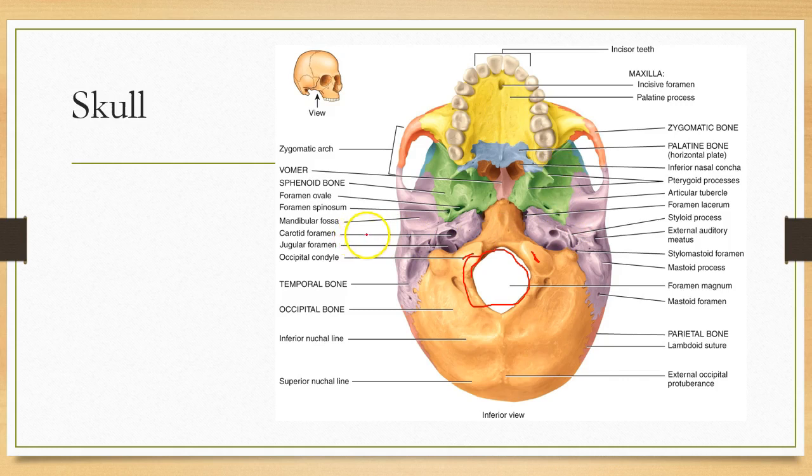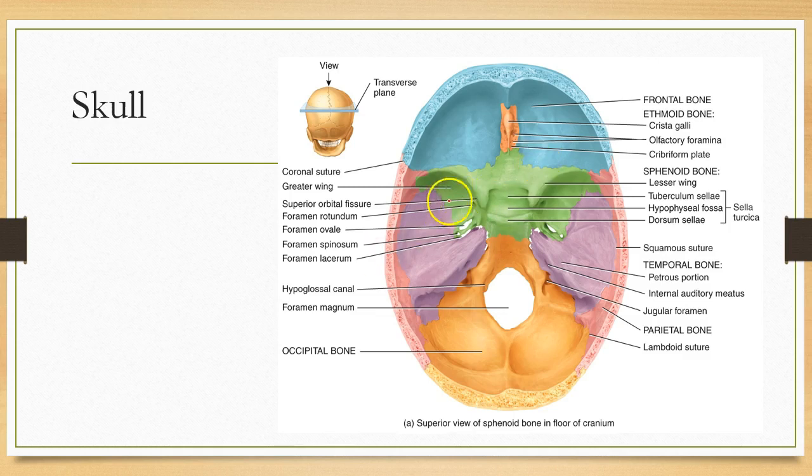From here there are a couple more foramen that we want to focus on. The carotid and jugular foramen are also found on the temporal bone. So carotid right here, and then jugular. So carotid is going to be for the passageway of the carotid artery. Jugular foramen will be for passage of the jugular vein.